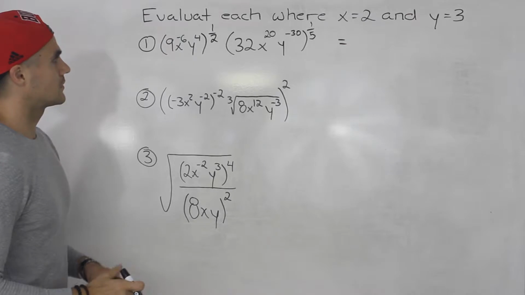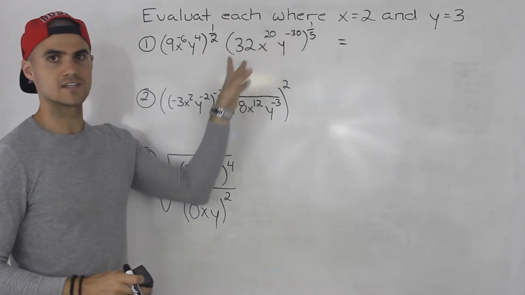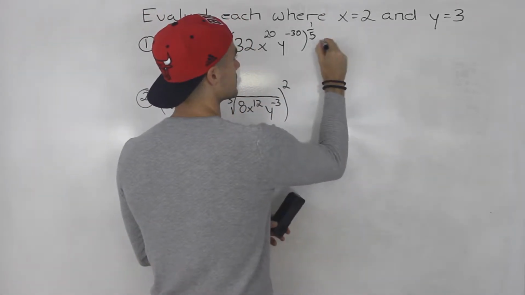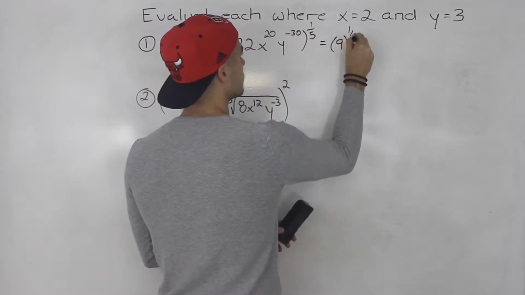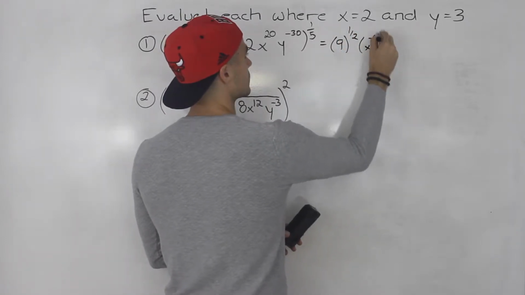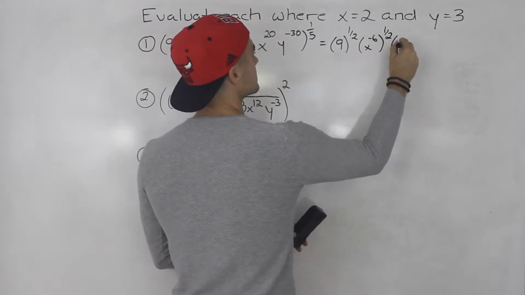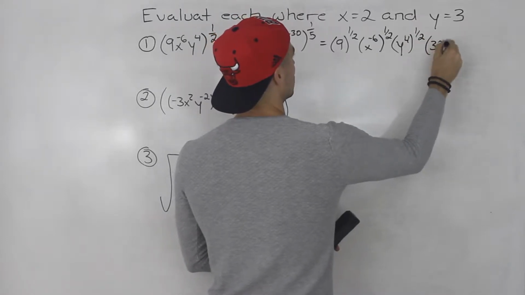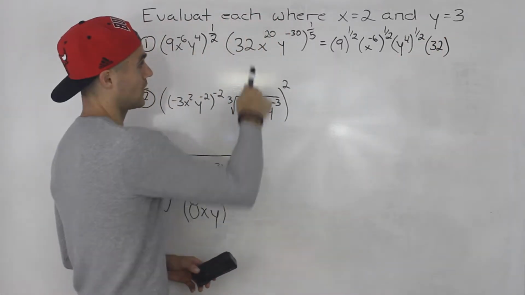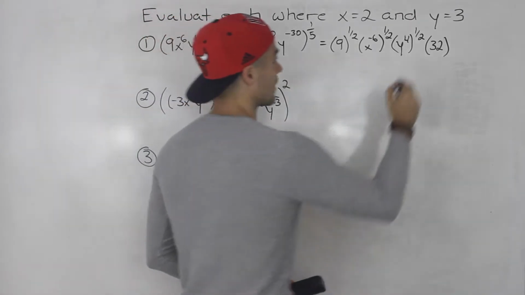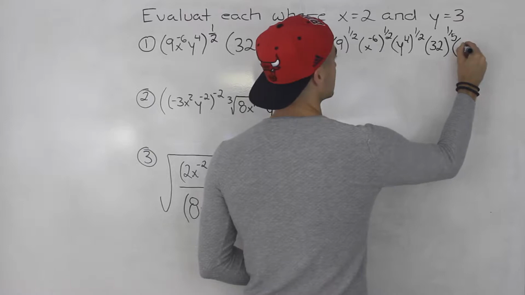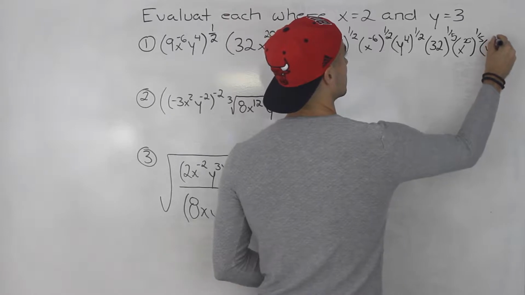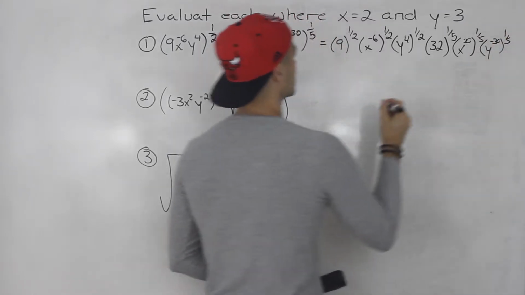And then from here, I'm going to take both of these exponents and distribute them inside the bracket. So, let's put the equal sign here. The 9 is going to go to a power of a half. The x to the negative 6 is going to go to the power of a half. The y to the 4 will go to the power of a half. The 32 will go to the power of 1 over 5, right? All of these expressions are going to have an exponent 1 over 5. And then the x to the 20 is going to go to 1 over 5, and the y to the negative 30 will be 1 over 5 as well.